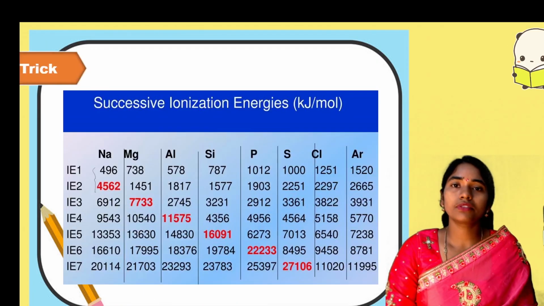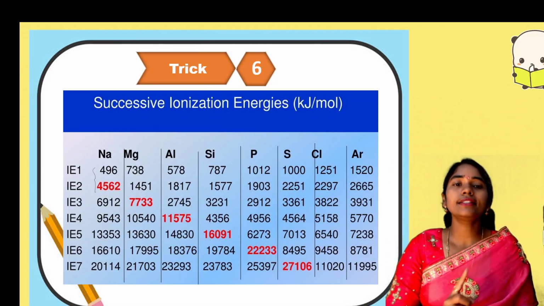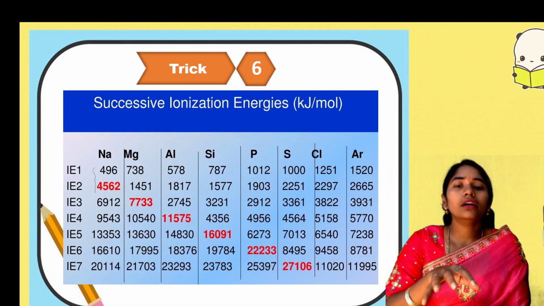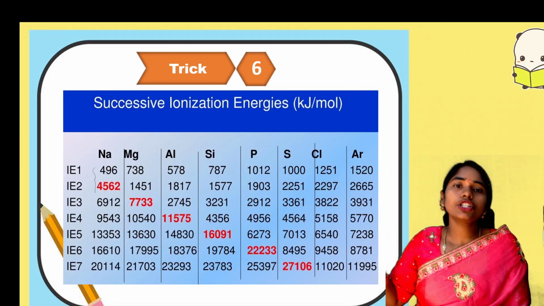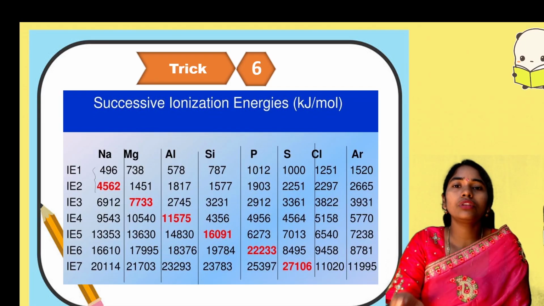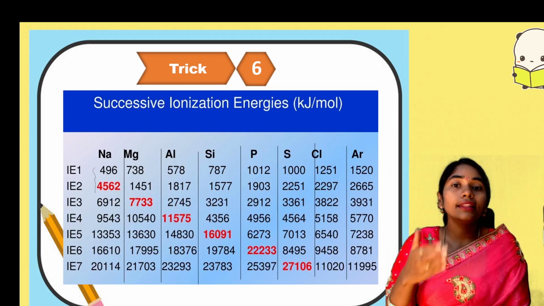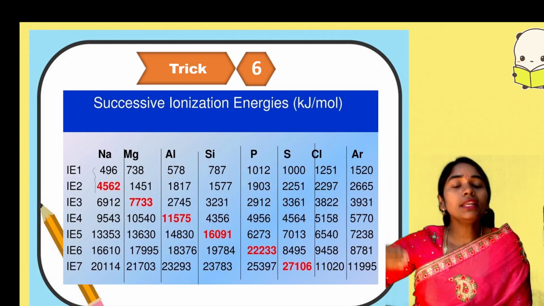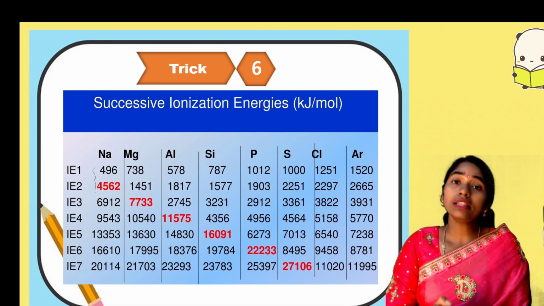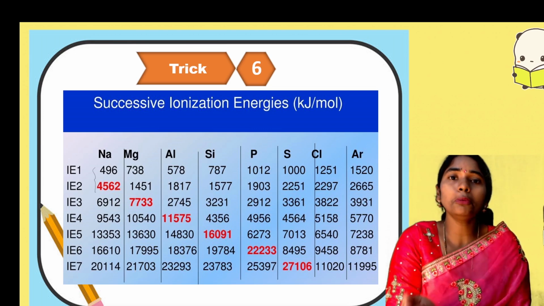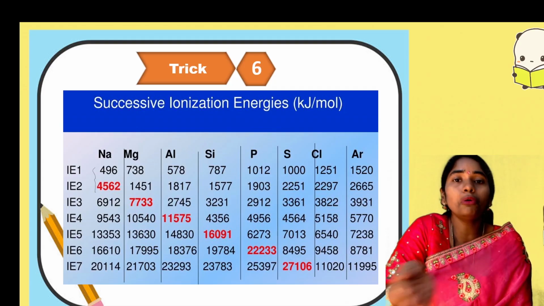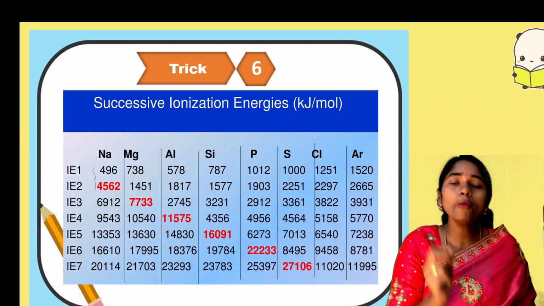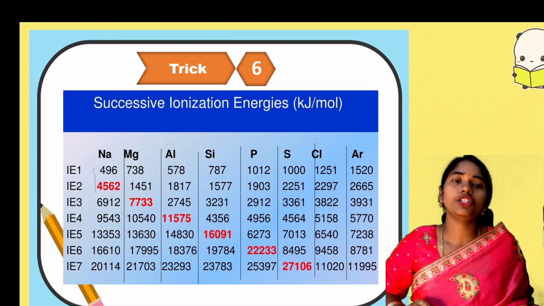Direct questions come from these topics. And let us see trick number 6. In this trick, they will give you ionization energy values. They may give you 3 ionization energy values, or 2. They ask how many valence electrons are present, or which group or period it belongs to. So first we need to find how many electrons are present in the valence shell.